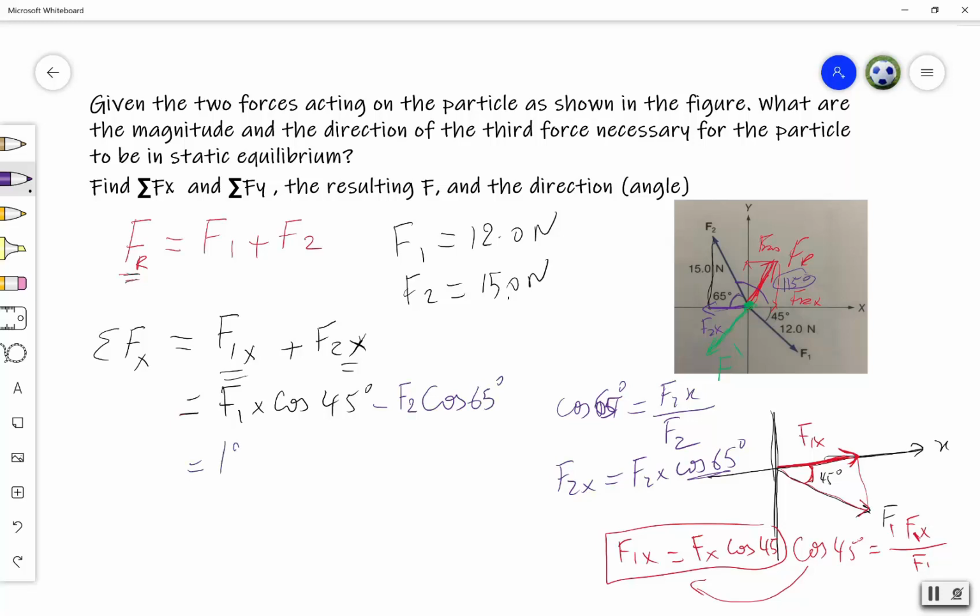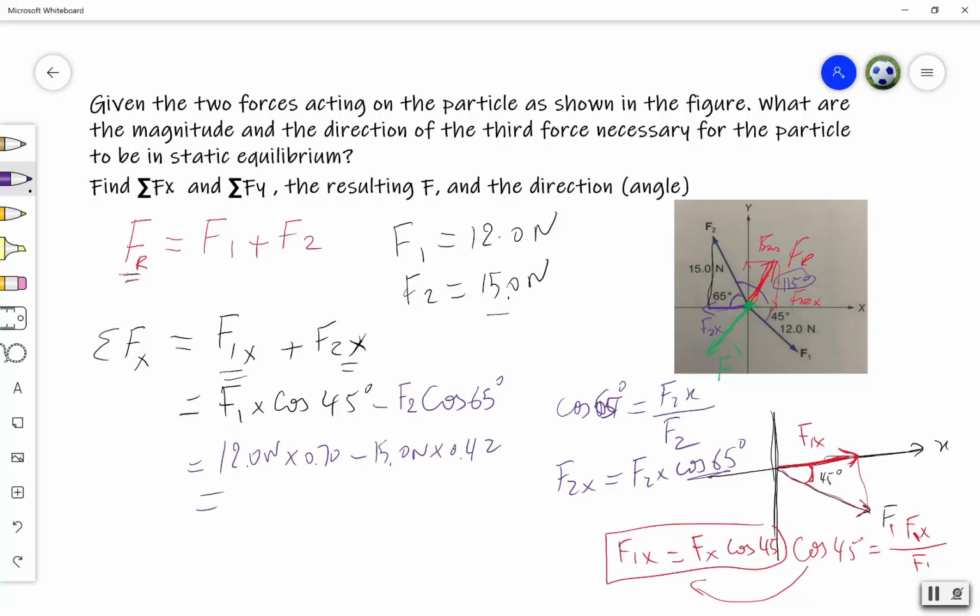So what is F1? F1 is 12.0 Newton times cosine 45, which is 0.170, minus F2, which is 15.0 Newton times 0.42.